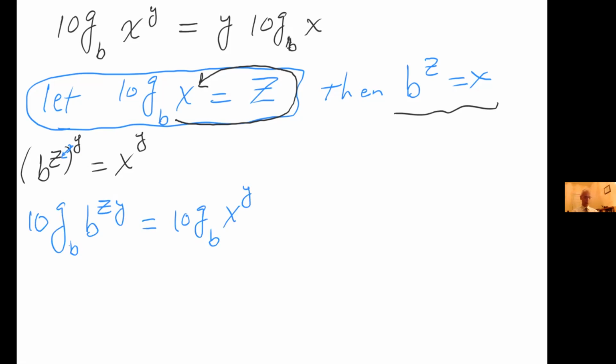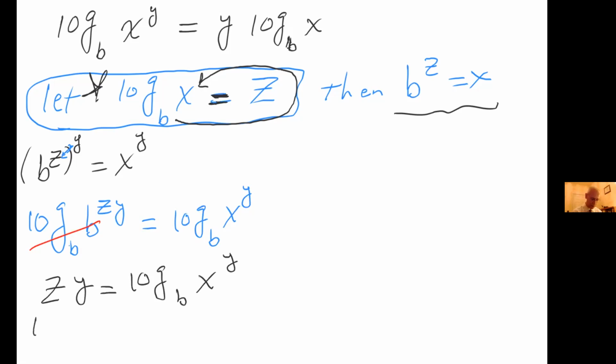Now, based on what we showed on the previous page and at the beginning of this video, I can cancel this. And I can say z times y equals log base b of x to the power of y. And remember that here, let me put a star, that we said z equals log base b of x. So instead of z, I'm going to write log base b of x times y equals log base b of x to the power of y.